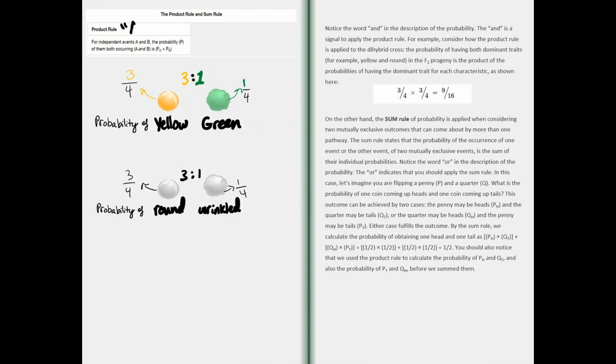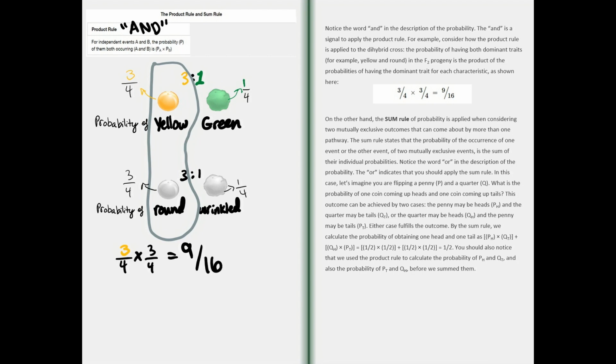Notice the word "and" in the description of the probability, though. The "and" is a signal to apply the product rule. For example, consider how the product rule is applied to the dihybrid cross. The probability of having both dominant traits, for example, yellow and round, in the F2 progeny is the product of the probabilities of having the dominant trait for each characteristic, which, as we discussed before, was 75%, which is 3 out of 4. So that would be 3 out of 4 times 3 out of 4, or 9/16.